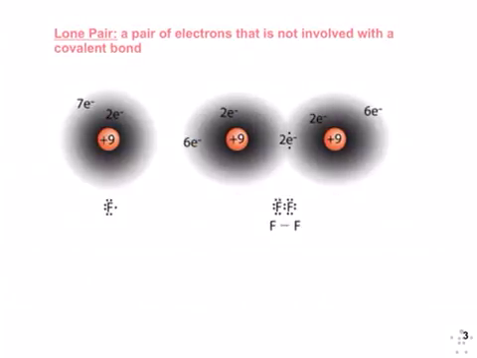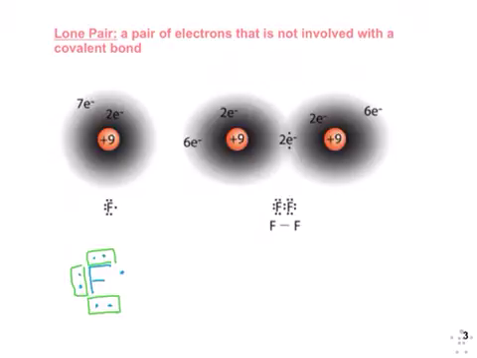Lone pairs of electrons are a pair of electrons that is not involved with the covalent bond. We know that fluorine has 7 valence electrons. So when we draw the dot structure, 1, 2, 3, 4, 5, 6, 7, these are the lone pair electrons. They're not involved in any of the bonding processes, but they are still paired.